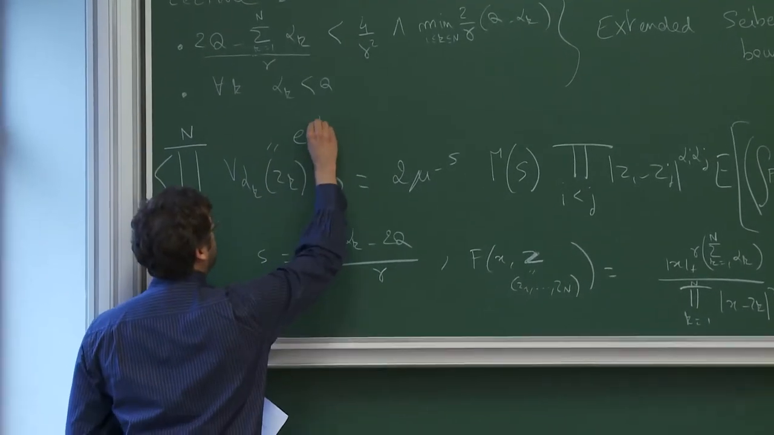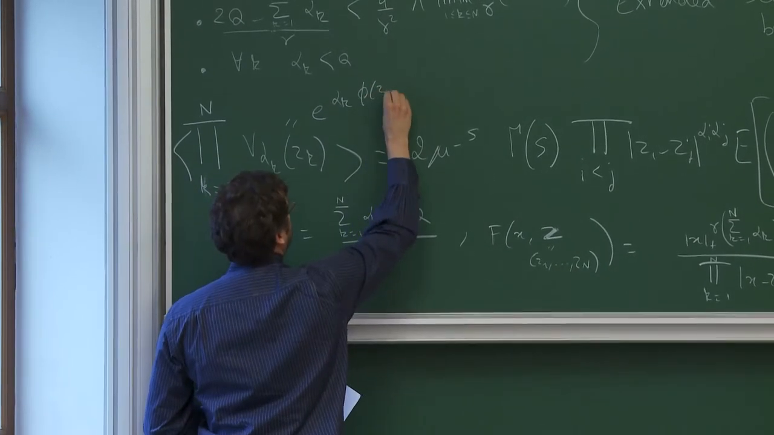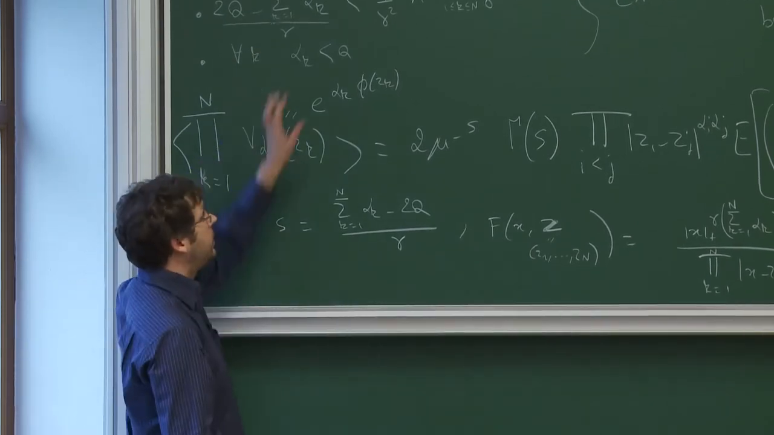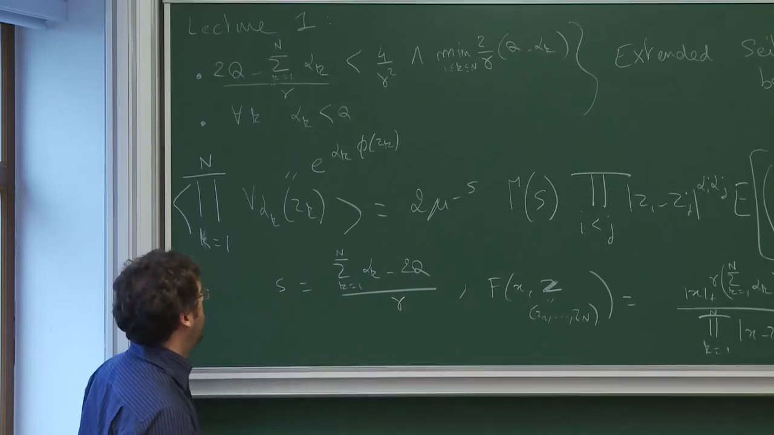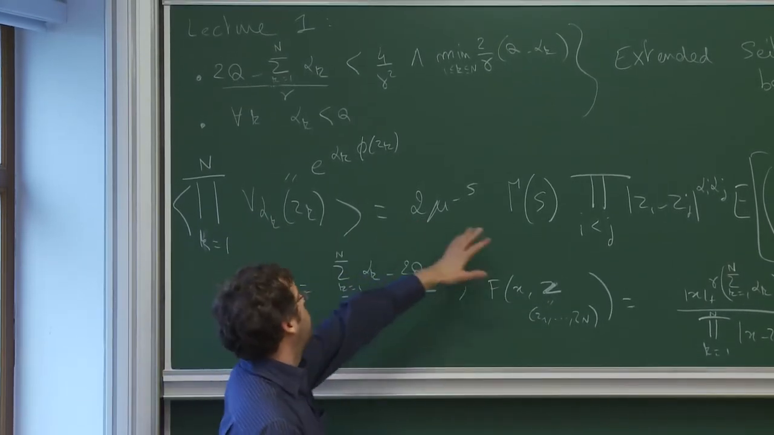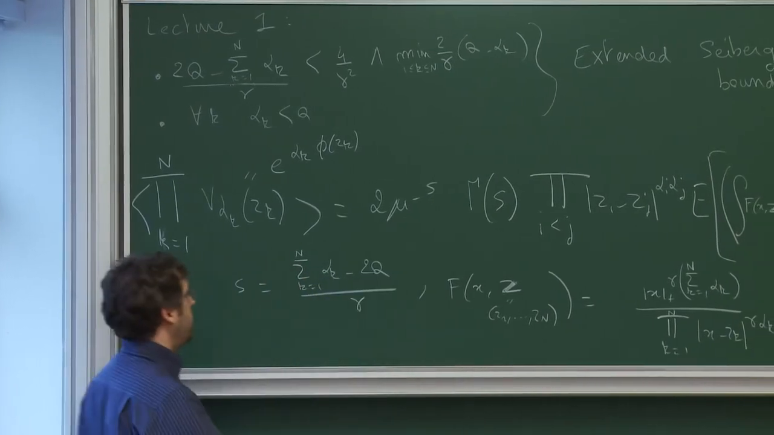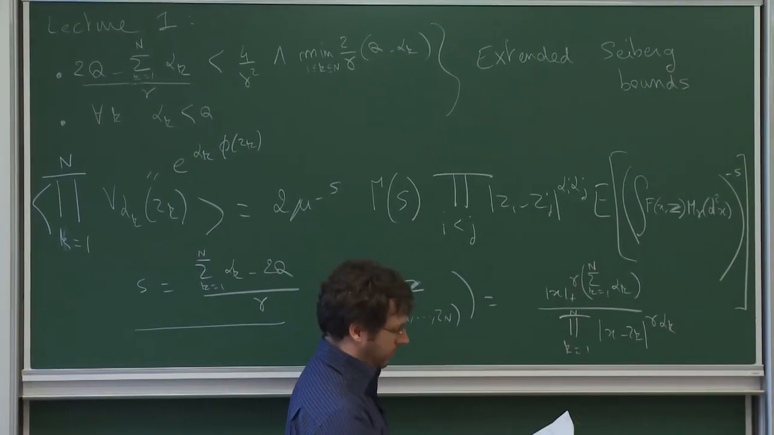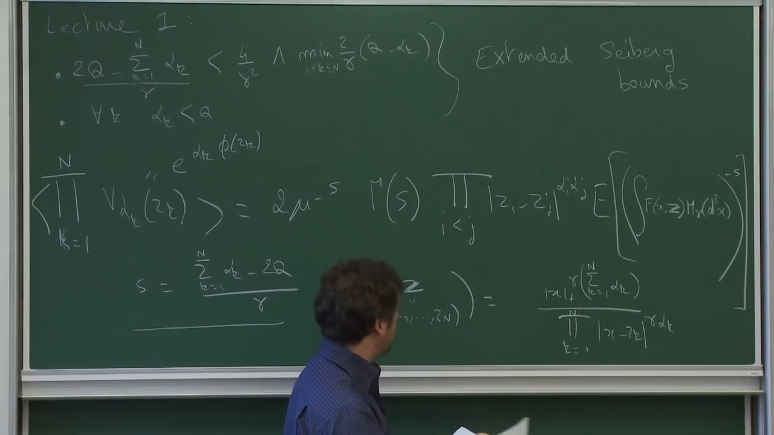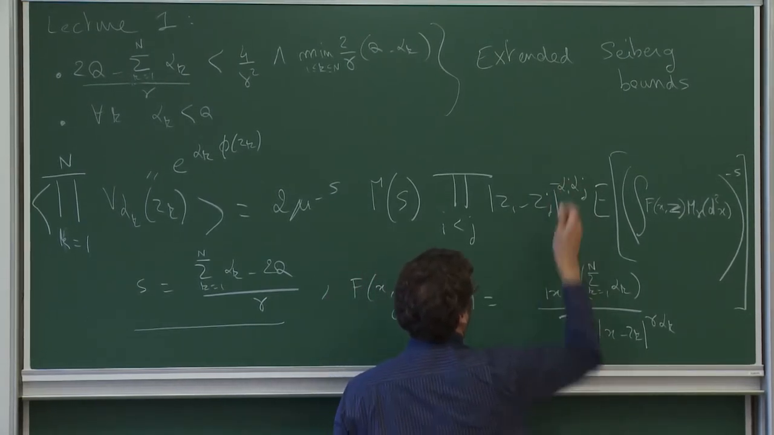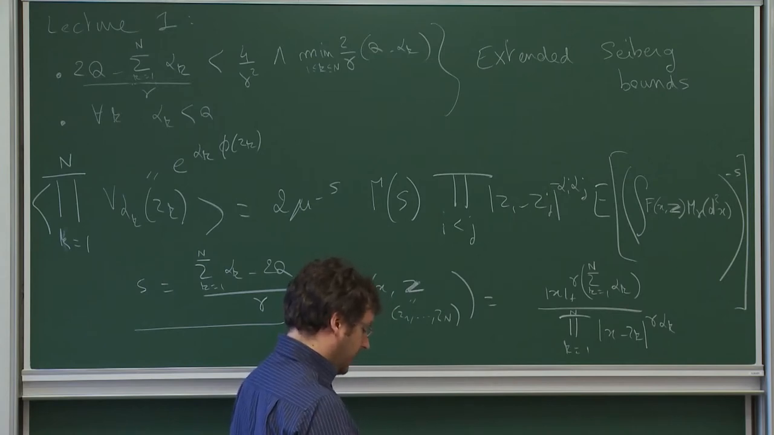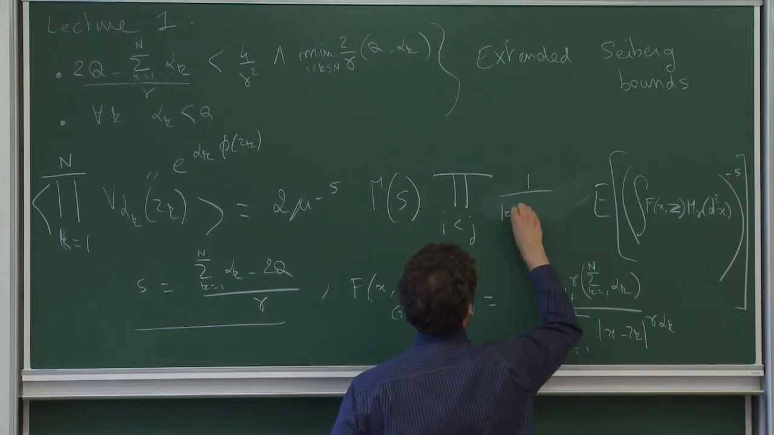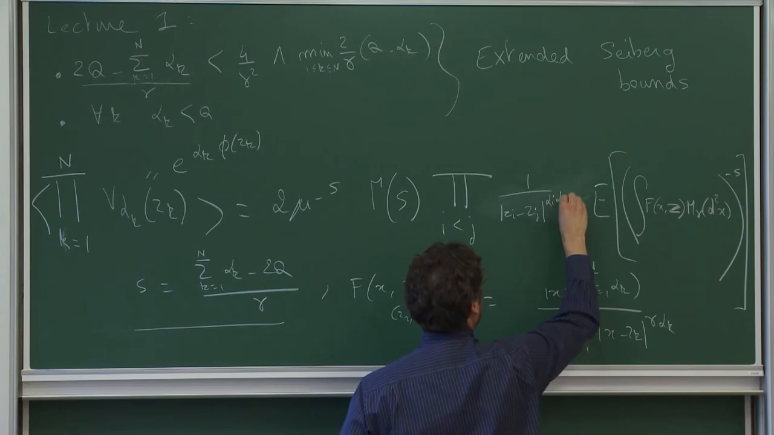these are supposed to be exponential fields of the Liouville field, okay? So I set a definition for correlation functions. Now under these two conditions, which we call the extended Seiberg bounds, we define the correlations as some trivial terms, so 2 mu to the power minus s, where s is this, gamma of s, some product here, which is probably false. I think there's a minus in front. Let me get it right. So sorry, I think this is rather a minus.